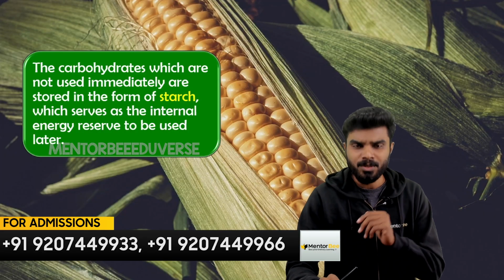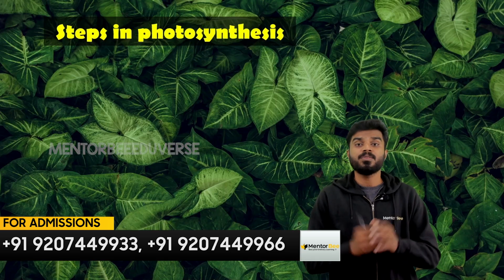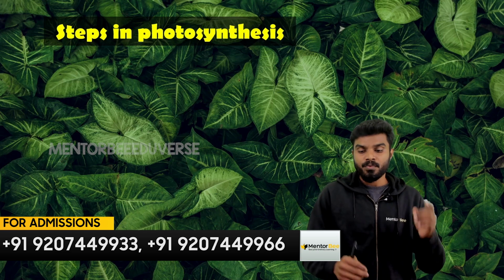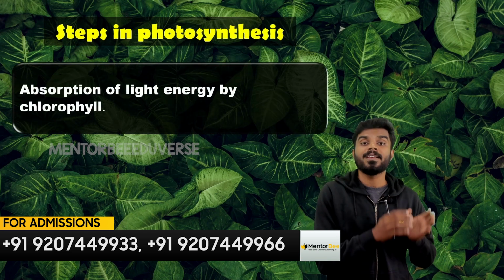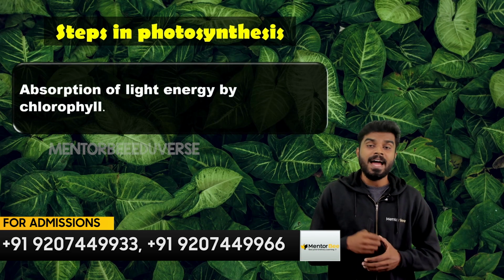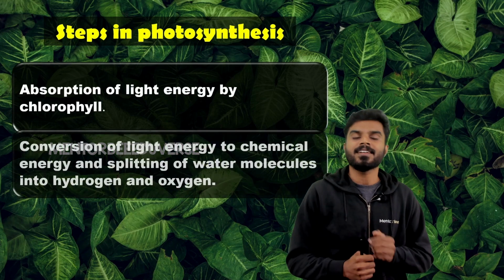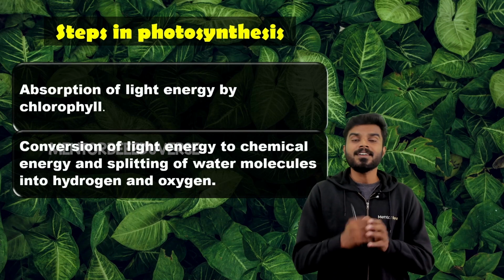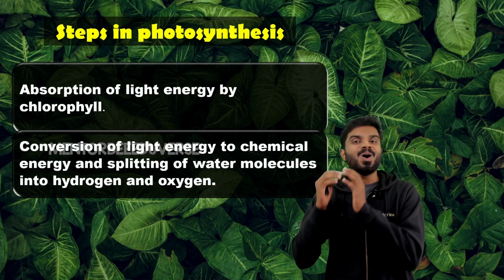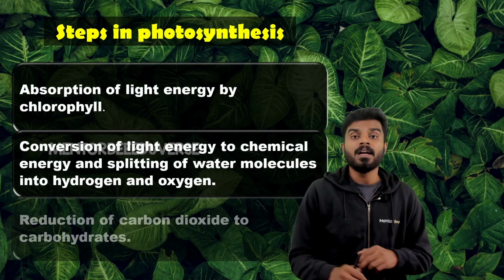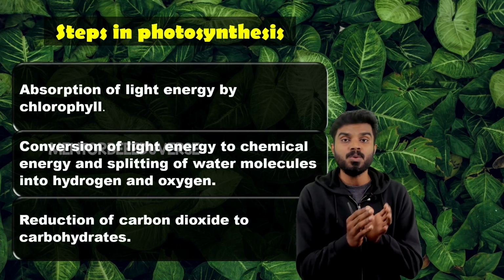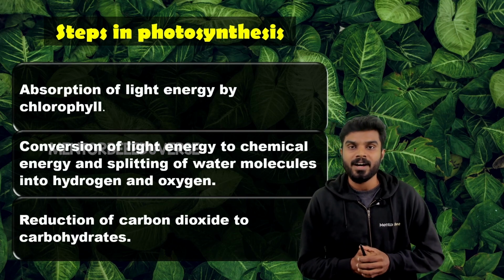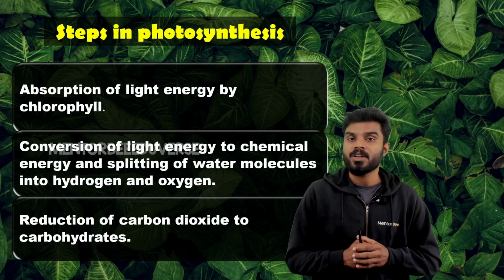So now let's come back to the process of photosynthesis. We can divide the entire process of photosynthesis into three different steps. In the first step, plants absorb light energy with the help of chlorophyll. And in the second step, this light energy is converted into chemical energy, and using this energy, water is split up into hydrogen and oxygen. So in the final step, carbon dioxide is reduced to carbohydrate. That means carbon dioxide is used to produce carbohydrate. So that is the energy providing unit for plants.